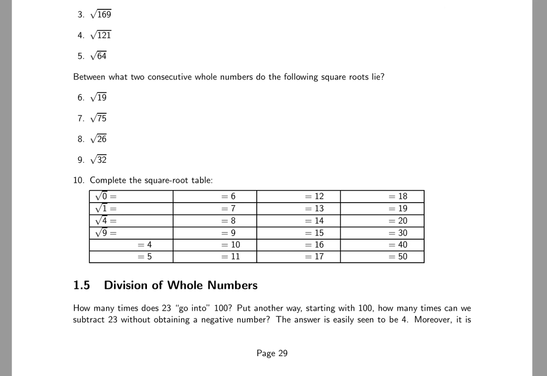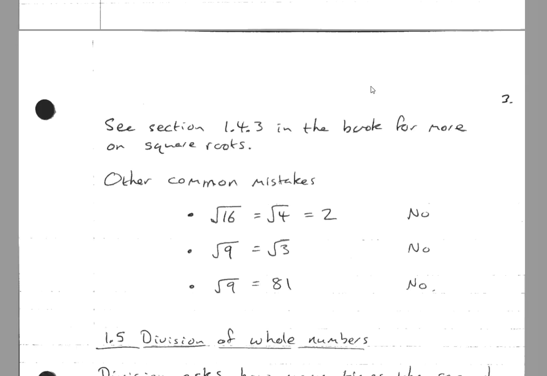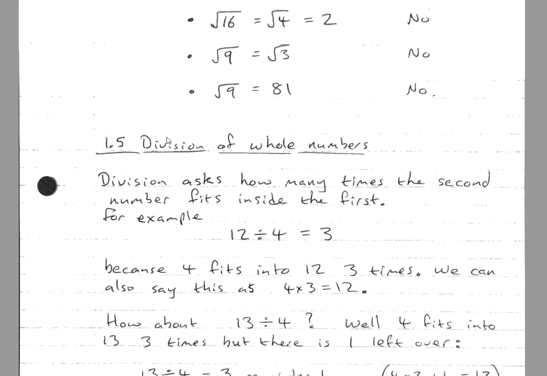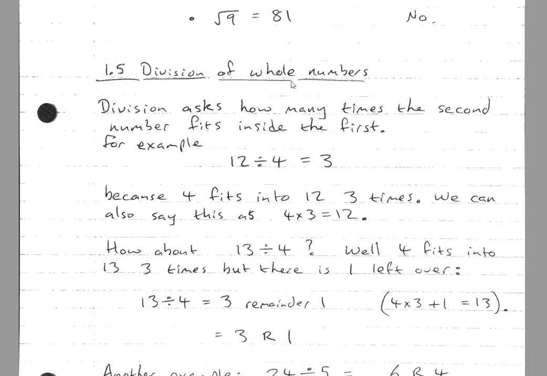Okay, next, division. Let's go back to the notes. Division of whole numbers. We've looked at addition, subtraction, multiplication, powers. The last operation is division, maybe the trickiest operation. We'll spend a lot of time in this course looking at different ways of looking at division. So here, let's start with 12 divided by 4.